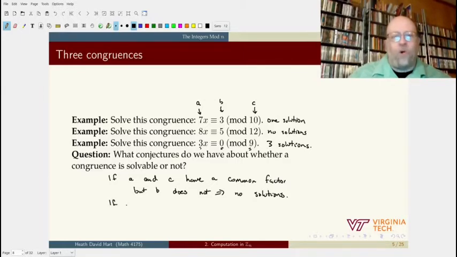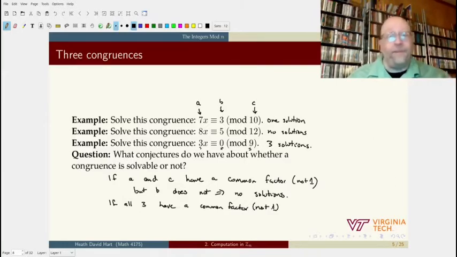And so if all 3 have a common factor, and I should, I guess, say have a common factor that's not 1. Any two integers have 1 as a common factor. That doesn't really tell me anything. If all 3 have a common factor that's not 1, then we might have many solutions. That's what it looks like based on this example.